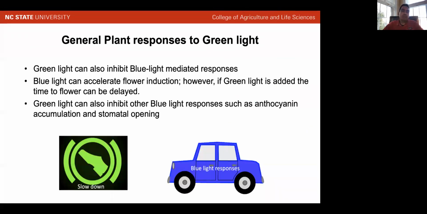Another common piece of knowledge about responses to green light is that green light typically serves as a slow down or stop for blue light responses. If you have a spectrum with high amounts of blue light and you introduce green light to that spectrum, then the original response to blue light will be less. As an example, if you have a very compact plant growing under very high blue and you introduce green, the plant will be less compact. So it serves as a slow down or stop to blue light. This is green light.